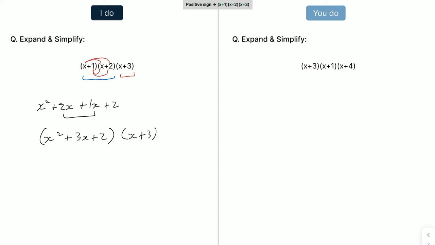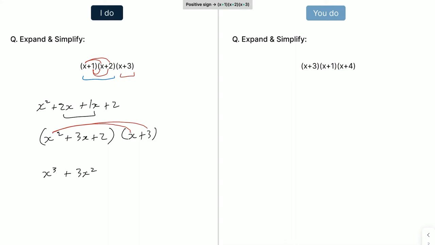So now we're going to do the exact same thing with this one. So we're going to expand everything in the left-hand bracket. We're going to expand the brackets out by multiplying everything in the left by everything in the right. So we're going to do this times that. And that gives us x cubed. We are then going to do x squared times 3x. That is going to give us plus 3x squared.